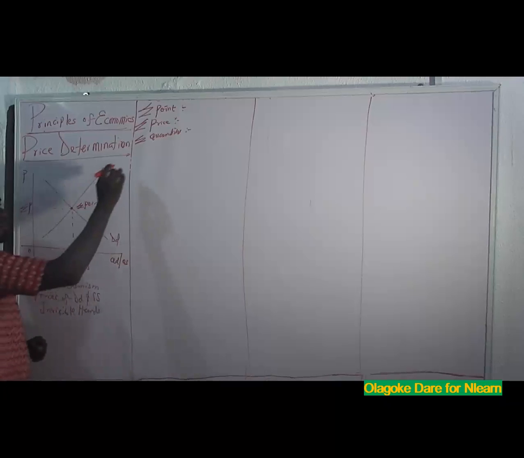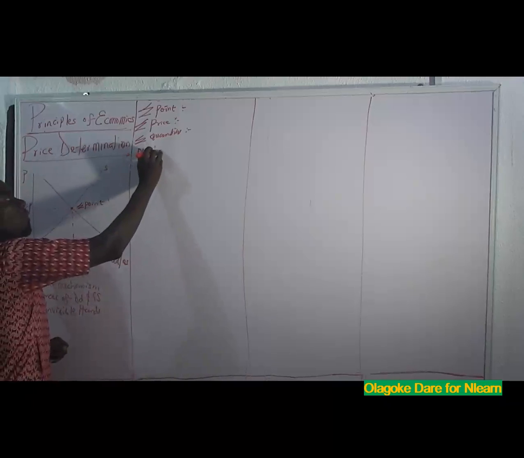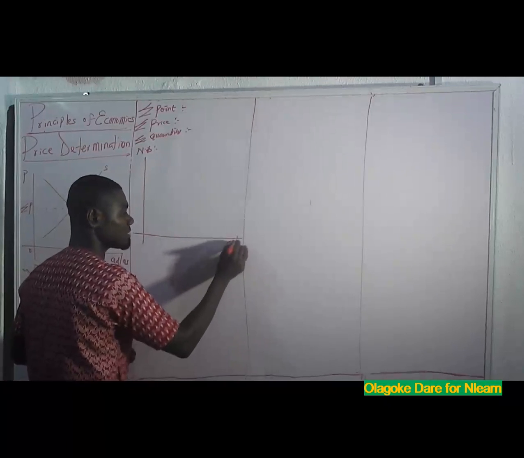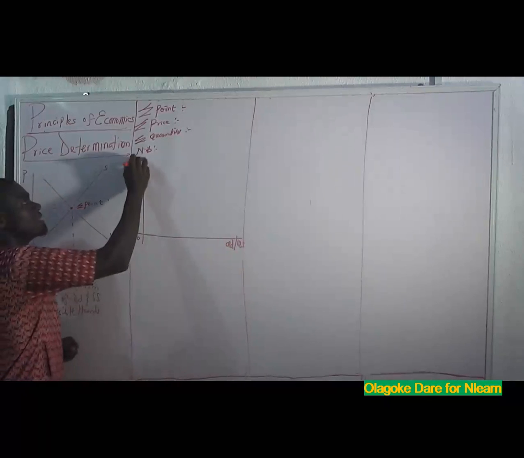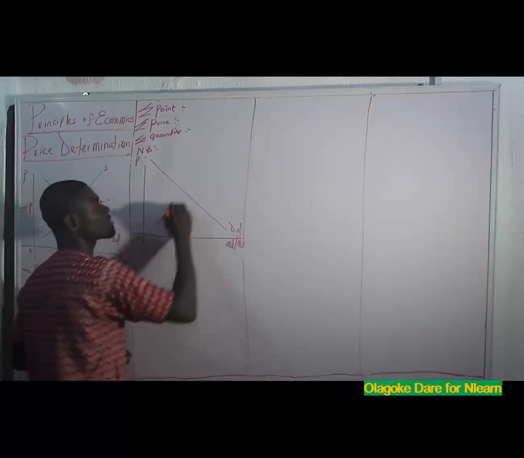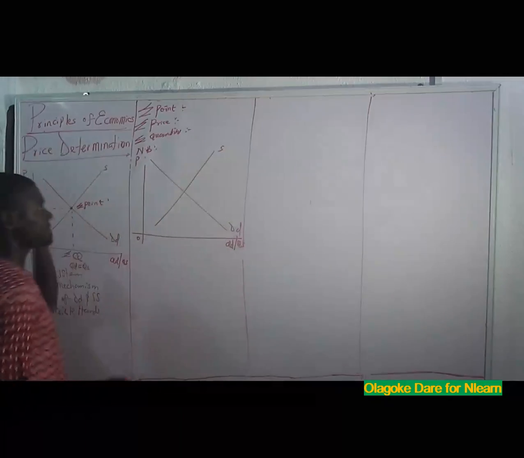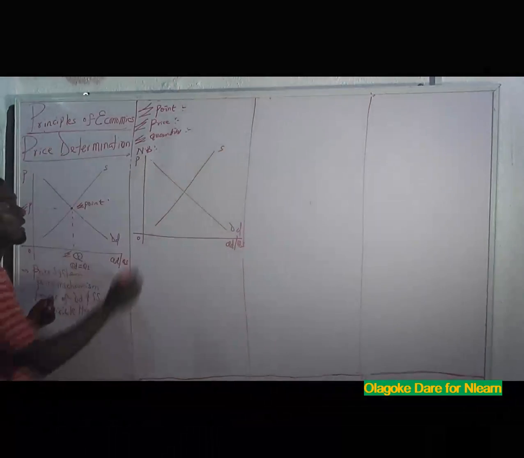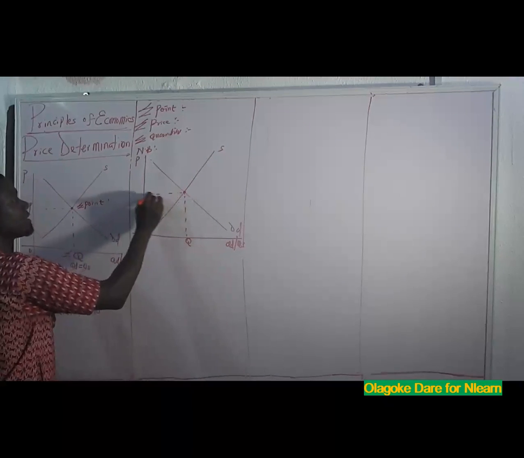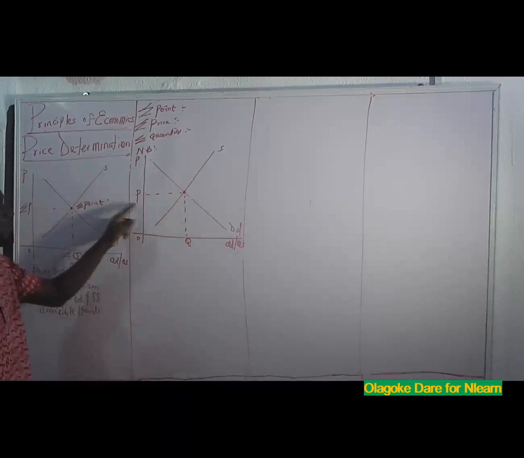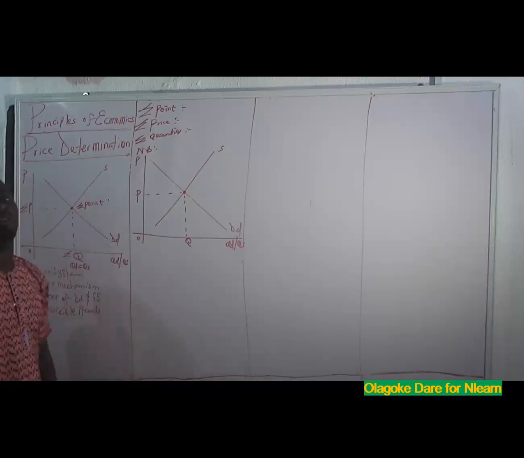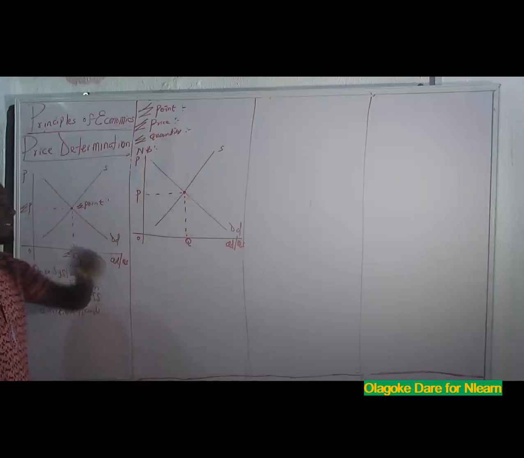Now let's look at this scenario. Here is my quantity demanded slash quantity supplied, here is 0, this is my price. What comes down like this is my demand. The one that goes up like this is my supply. Now, I have my equilibrium point. I trace it down, I have my Q, and I trace across, I have my P. This is my equilibrium price. Please note, equilibrium price can also be called market clearing price.